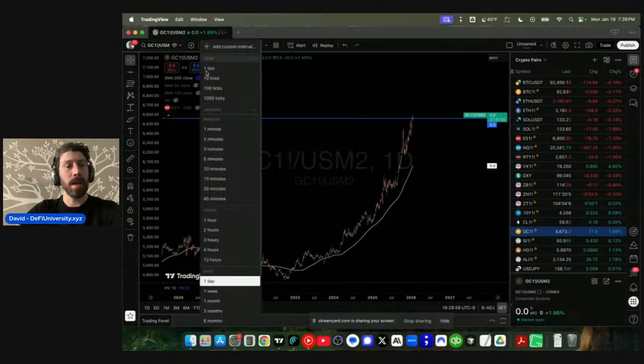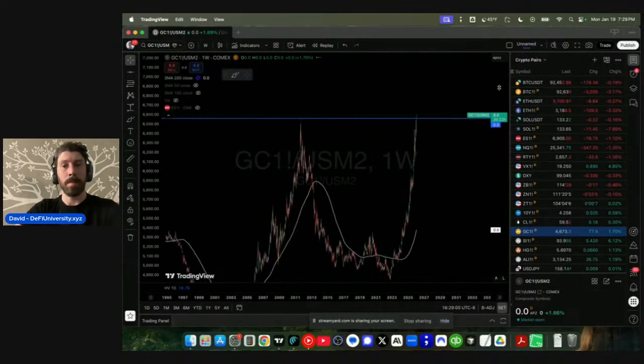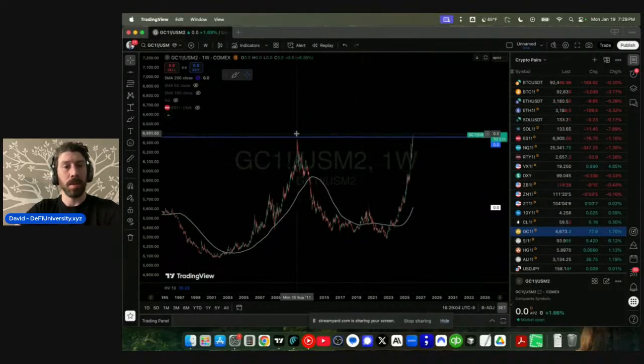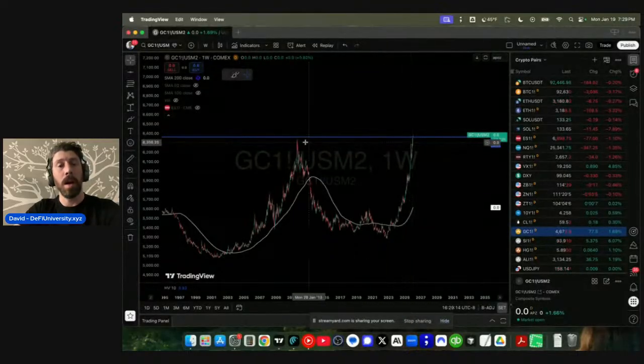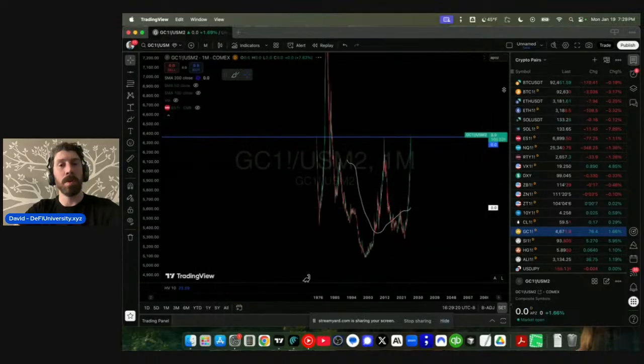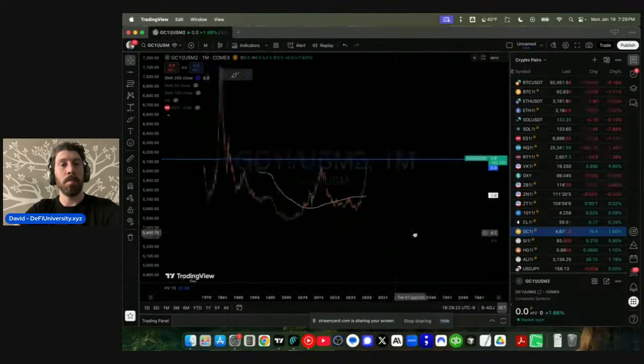And I want to go ahead and zoom out to a weekly. Now, this is really interesting. Take a look at this pattern that has formed. So this is the high in gold from all the way back in 2011. Now, gold has broken out above that inflation-adjusted high from back in 2011. But let's get even more data. Let's zoom out to a monthly.